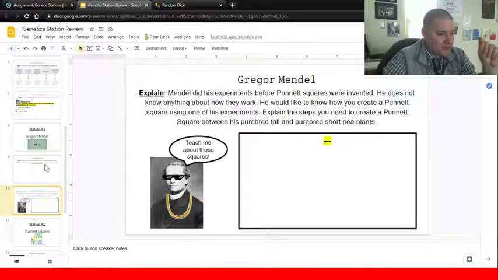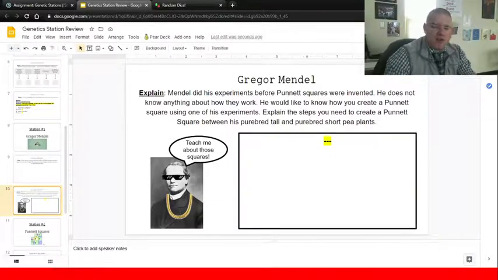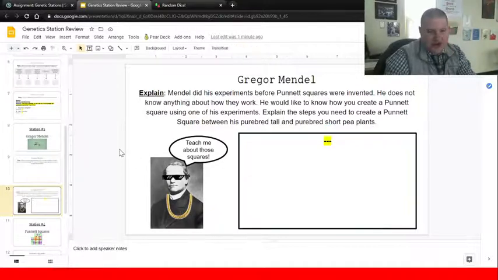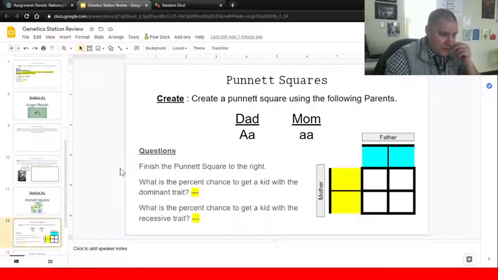For the second part of Mr. Gregor Mendel, he didn't know how to do a Punnett Square, so you're going to explain how he would do a Punnett Square for his original purebred tall versus purebred short pea plant combination. You are not doing a Punnett Square, you are telling him how to do one. So this is why there's this big old blank spot here, because you are going to write to him to tell him how to do a Punnett Square, because he's wanting to learn all about them squares. He's ready to learn. That's station number 3.